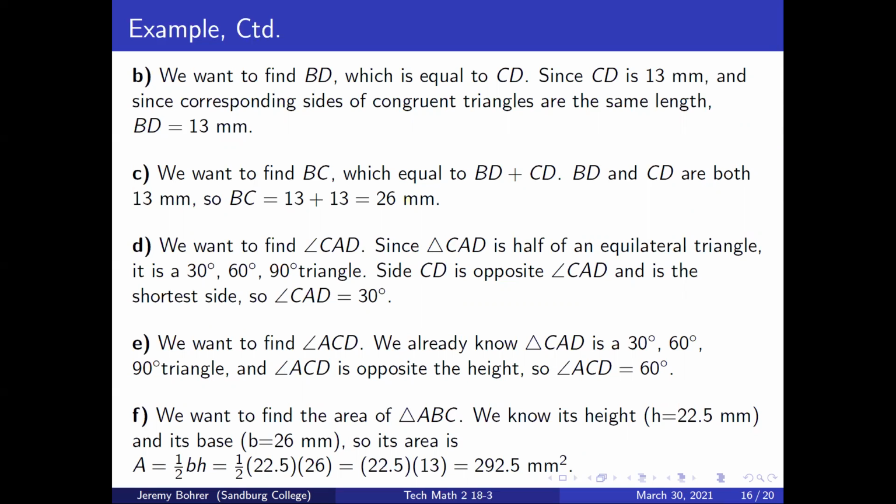We want to find the area of triangle ABC. We know its height, h, equals 22.5 millimeters, and its base, b, is 26 millimeters. So its area is A equals 1/2 bh, which is equal to 1/2 times 22.5 times 26, which is 22.5 times 13, or 292.5 square millimeters.